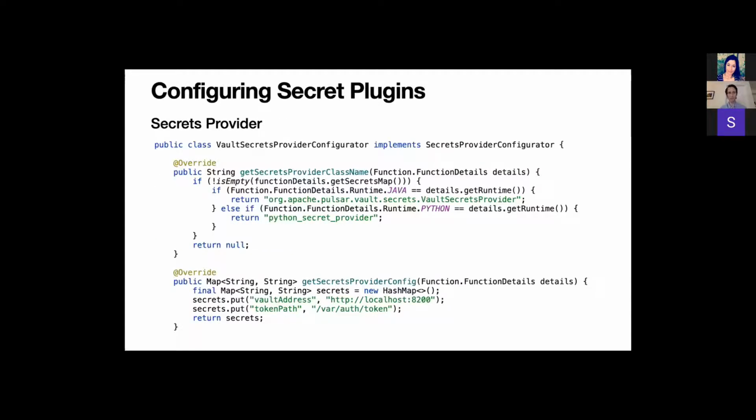So a little more detail on the Vault secret provider, the 2 methods that were highlighted below. Based on the function details, if I have any secrets for this function, I'm going to check the runtime, whether it's Java or Python, and then I'm going to return the appropriate implementation for the secret provider that the instance will use to read secrets. And then below, it's the same as the config before. That's going to generate a map of the Vault address as well as the Vault token, so the secret provider knows where to connect to the Vault server as well as where to read the token.